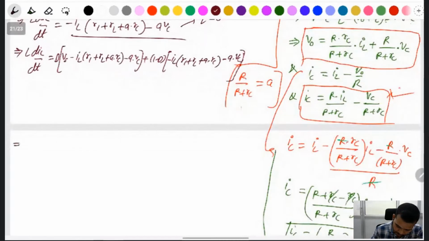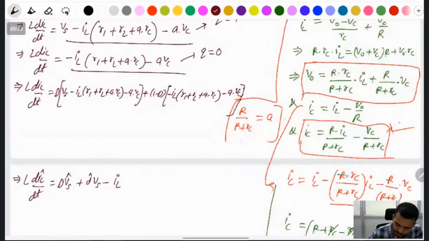Solve this and take a perturbation observation. Then I am writing directly, solve it by yourself. Perturbation, take Vs as Vs plus V cap, all remaining portion. Then find dVs plus d cap Vs minus IL. If you solve this, you find this portion is common for both.